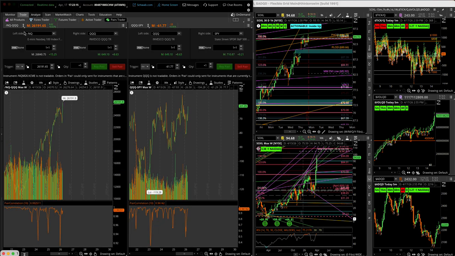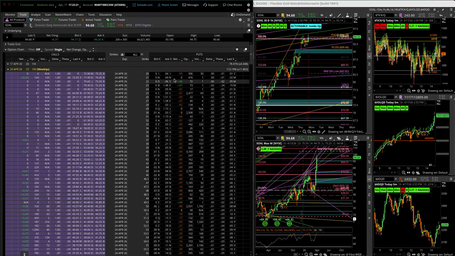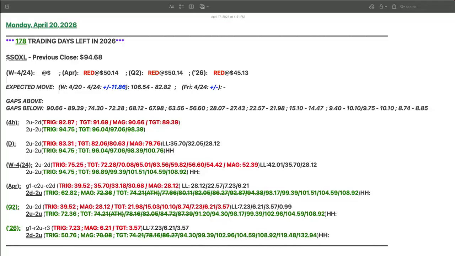The way that we get that number, if we look at the options chain for next week, April 24th, this is Thinkorswim. If we go over to the right, you can see a number in parentheses, 11.863. That is the market maker's expected move, plus or minus $11.86, we'll say, from the close price on Friday, which was 94.68.